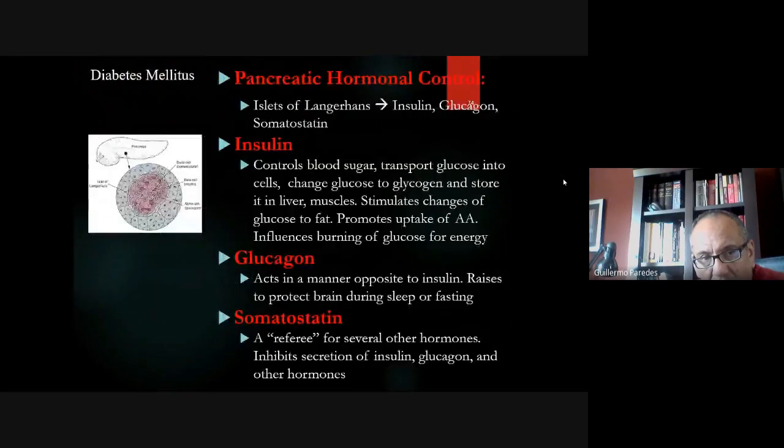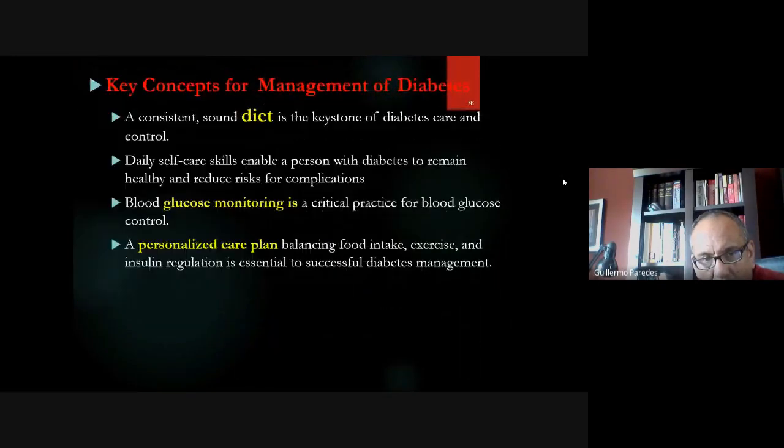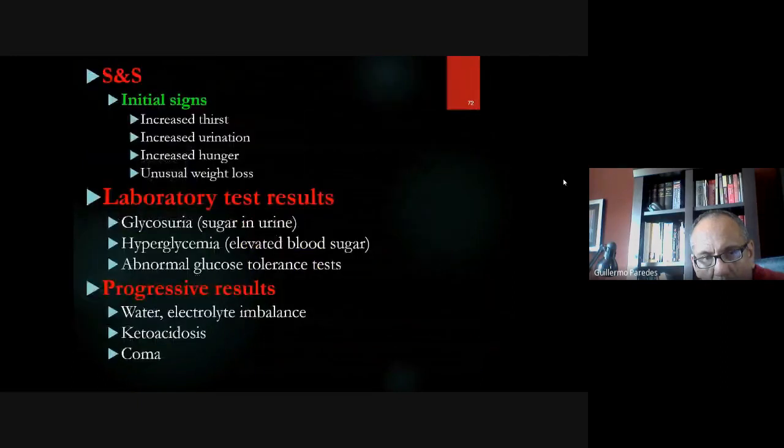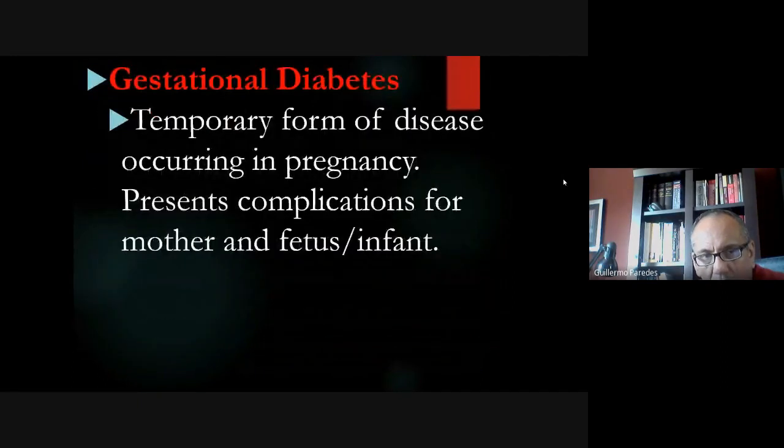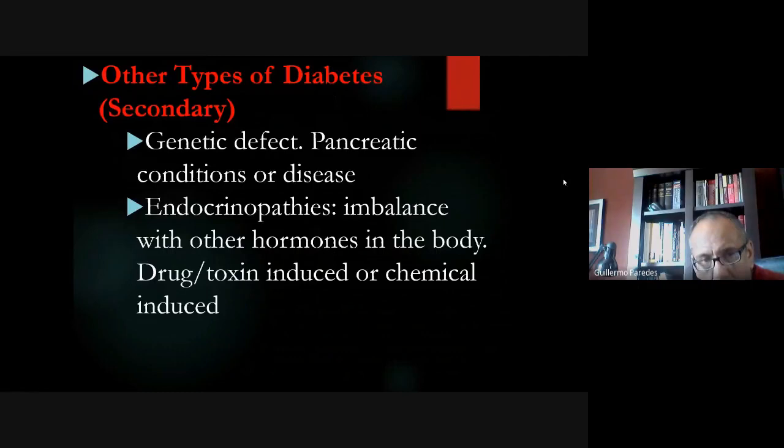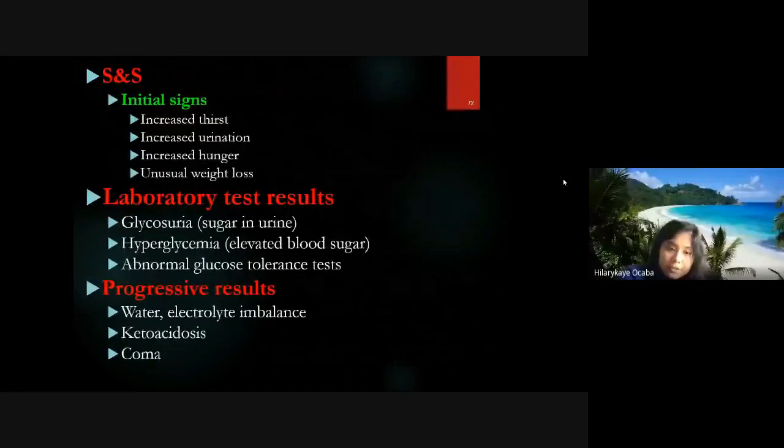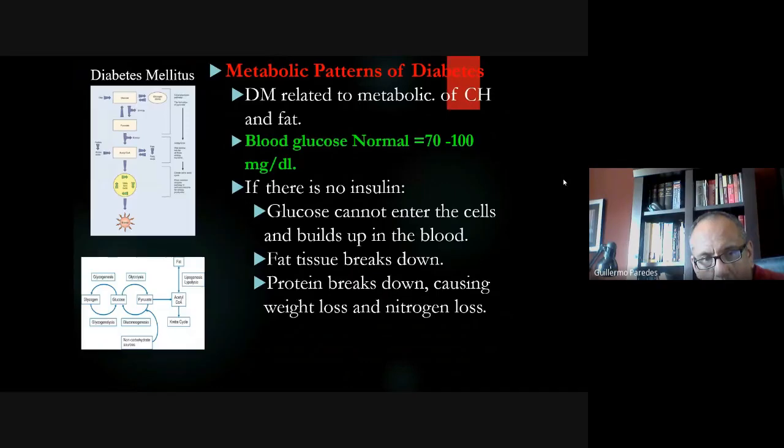In gestational diabetes, let's see, we already talked about gestational diabetes, right? Yes. Normal blood glucose is 99, it's not 100. Some people say 100, but in the NCLEX they want it to be 99.